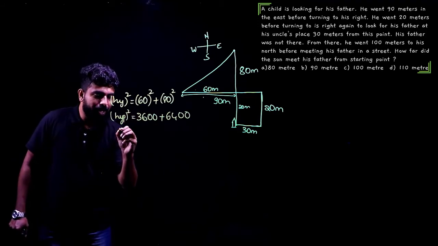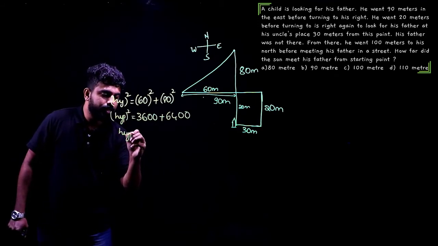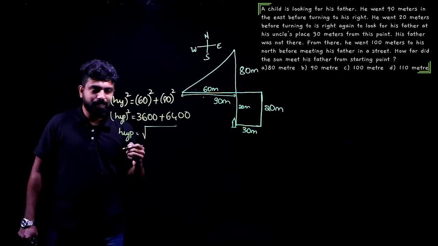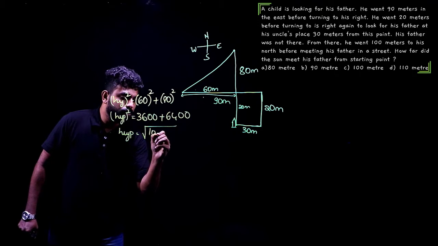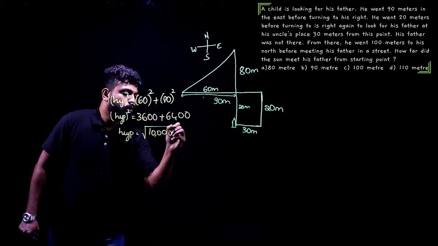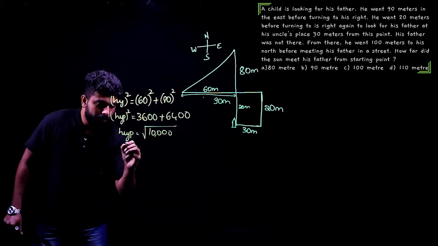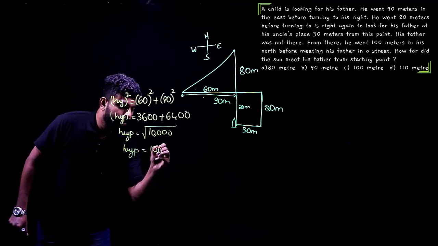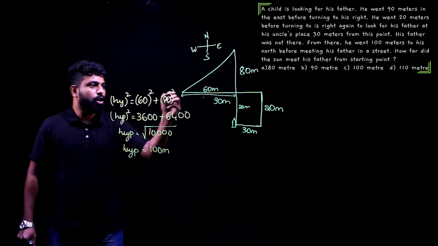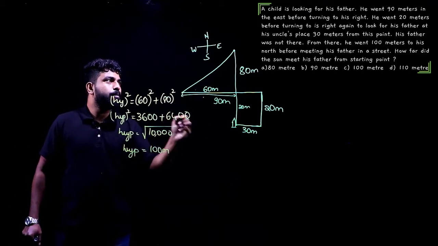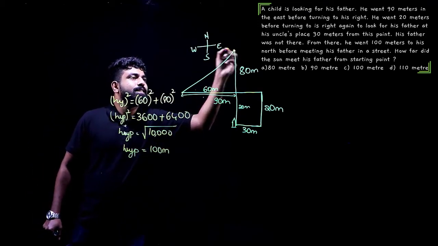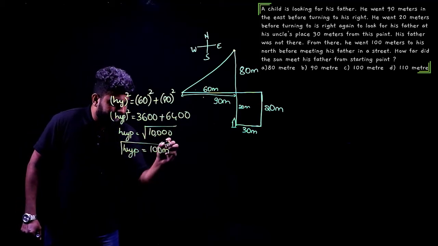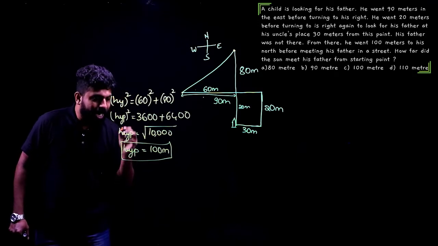So what will be the value of my hypotenuse or the shortest distance? It will be root over this value. What is 3600 plus 6400? It's nothing but 10,000. Root over 10,000, so hypotenuse will be equal to 100. So 100 meters will be the shortest distance between the starting point and the point where the child meets his father. They've just asked for the distance here, hence we can directly write it as 100 meters.